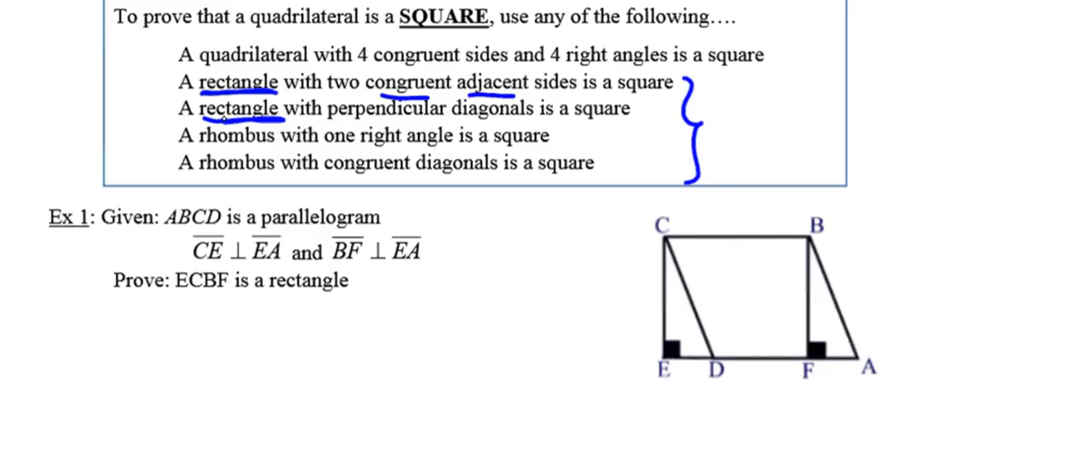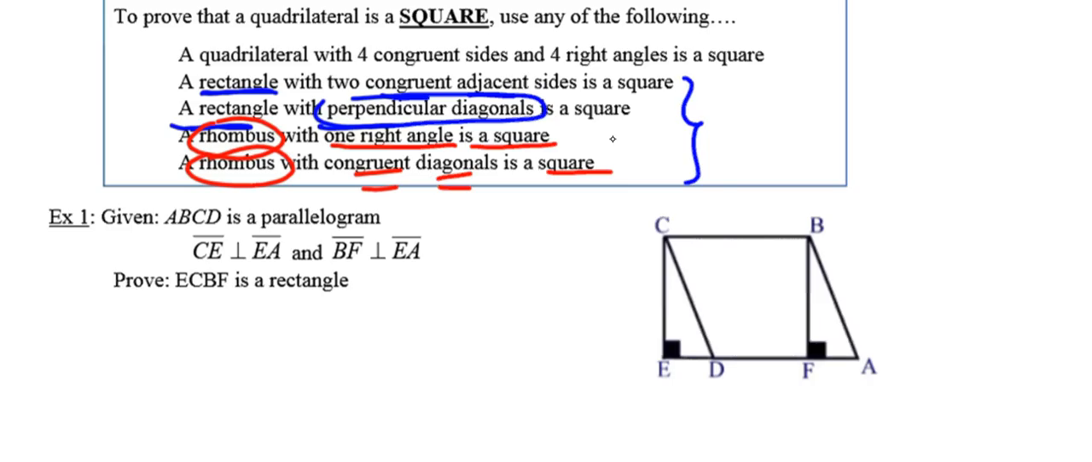You can show that it's a rectangle with diagonals that are perpendicular, because again, that makes it a rectangle, and then the perpendicular diagonals make it a rhombus, and being both makes it a square. You can show that it's a rhombus first, and a rhombus with a right angle is going to turn it into a rectangle, and somebody that's a rectangle and a rhombus has to be a square. Or you can show again that it's a rhombus first, but then show that it has congruent diagonals, and that will make it both a rhombus and a rectangle, forcing it to be a square.